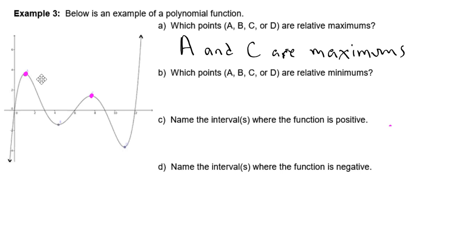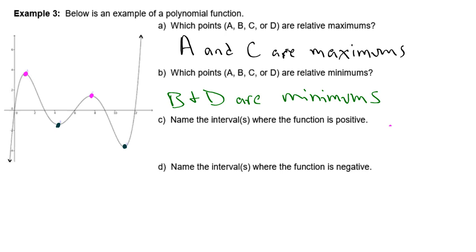Which points are our relative minimums? Our relative minimum points will be at the bottom of the hill. They will be at the low valleys. So we have a peak up here, then it gets low. Then I have another peak, then it gets low again. So our valleys, our minimums, are at point B and point D.